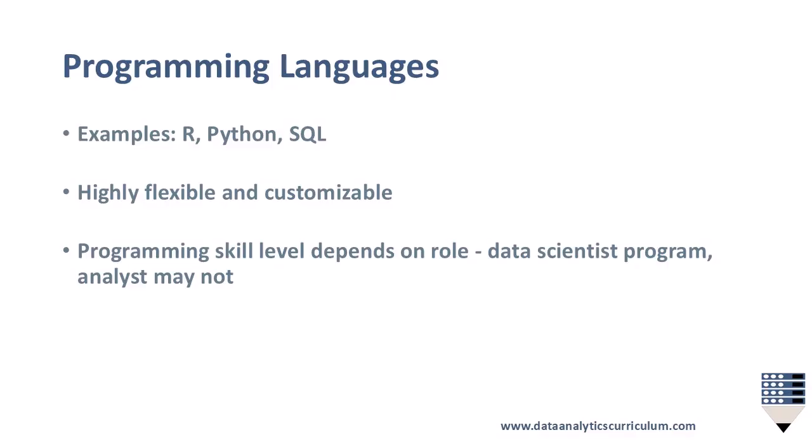Each has its strengths. R excels in statistical modeling and visualization. Python dominates automation, machine learning, and AI workflows. SQL is essential for working with relational databases and large-scale queries. Your skill level depends on your role.